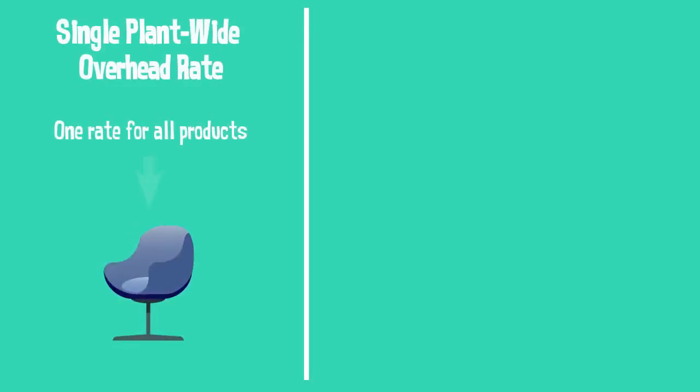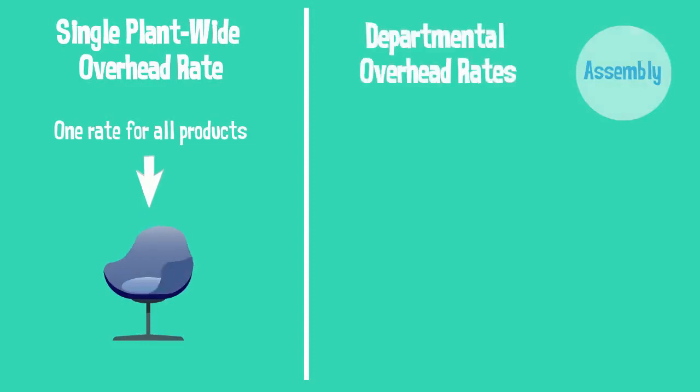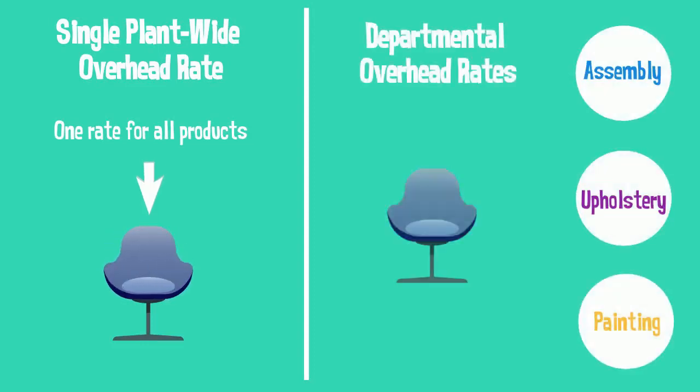This example uses one overhead rate for all products. However, a company may have multiple departments and decide using a different overhead rate for each department is a better way to apply overhead costs. You would calculate the overhead rates the same way, but we would calculate a rate for each individual department and apply it to each product as they move through each department in the production process.